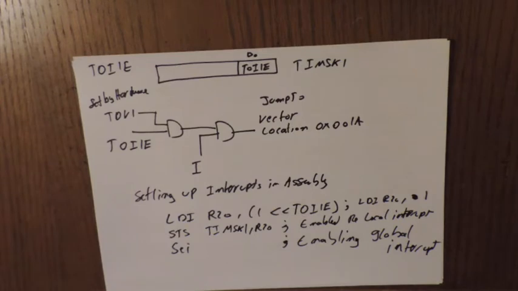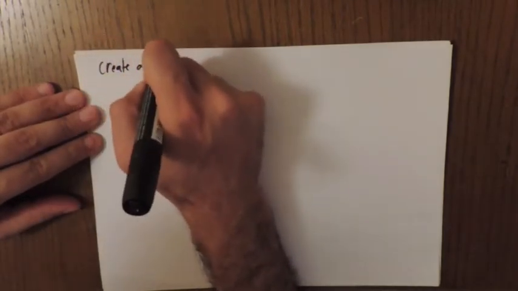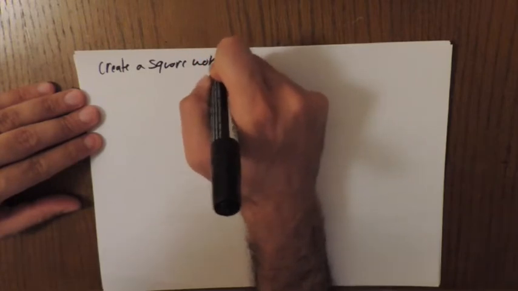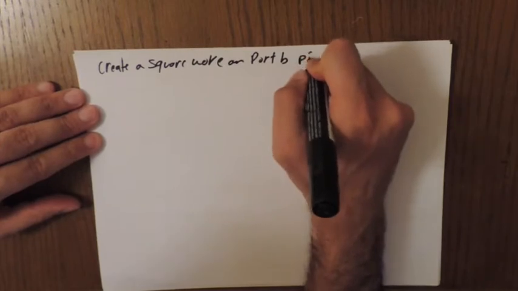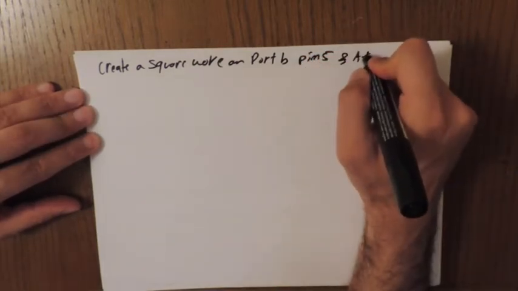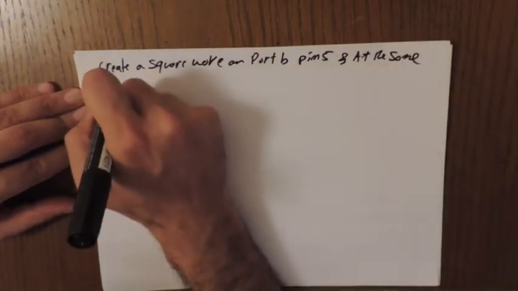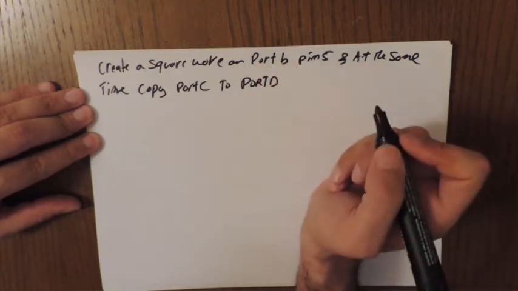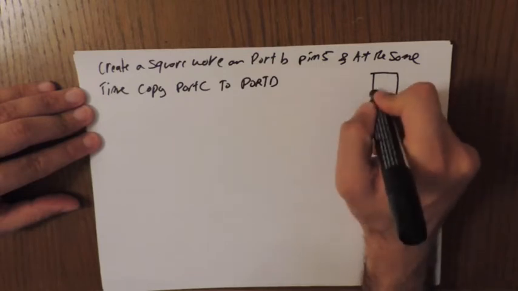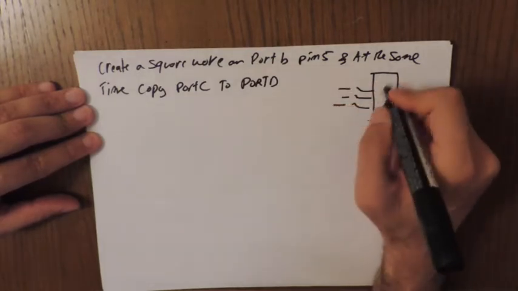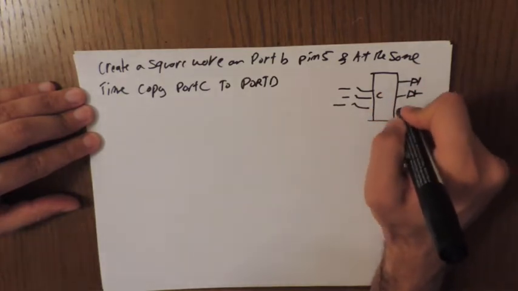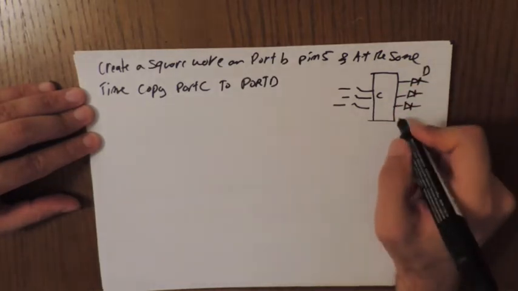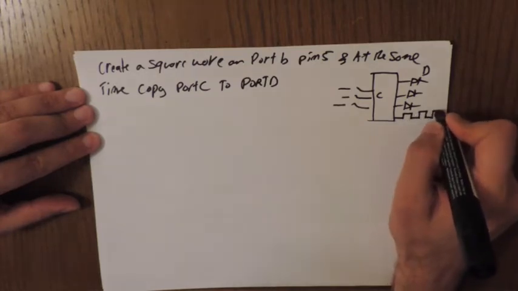Okay, so now that I know how to enable those interrupts, let's take an example. Imagine I want to create a square wave on port B, pin 5, and at the same time copy port C to port D. So imagine that I have some switches on port C and some LEDs on port D, and I want at the same time to have a square wave on port B.